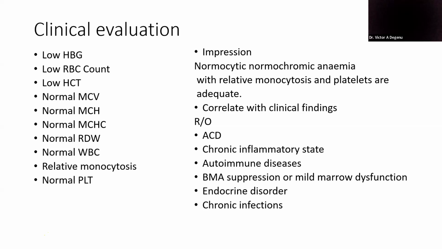Then we have the RDW, which is very important in our differentiation. It suggests a uniform RBC size, making iron deficiency less likely. So we rule that out.